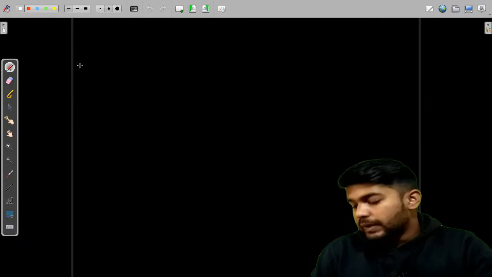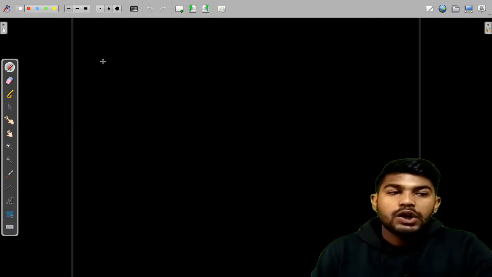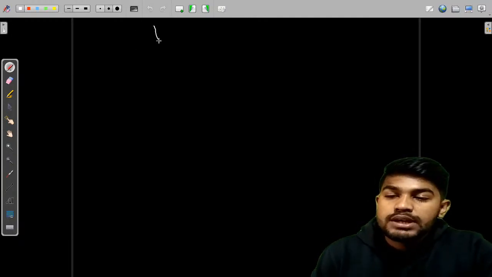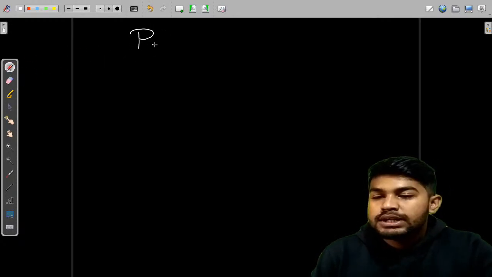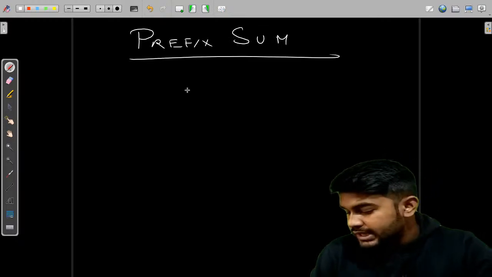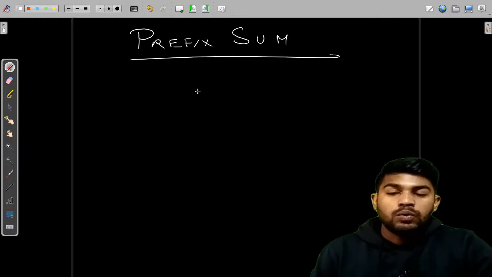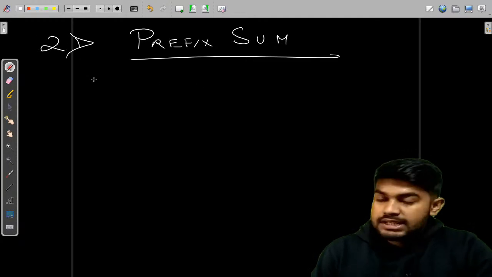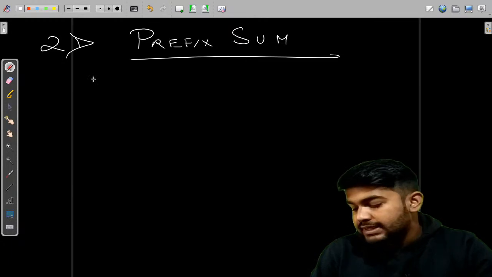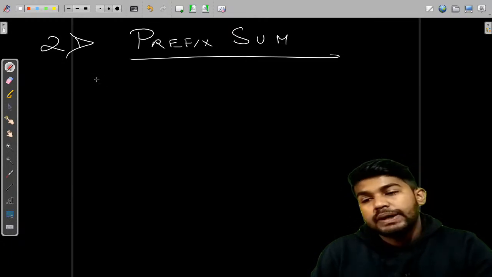So what we can do is, if we again and again want the sum of a particular thing, we need to use something known as prefix sum. Okay, we need to use this. Now how to do 2D prefix sum, because the array is a 2D array, so we need to do 2D prefix sum. Now how to do it in this scenario?